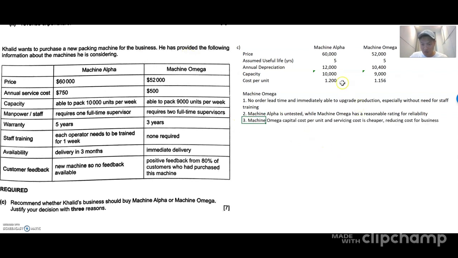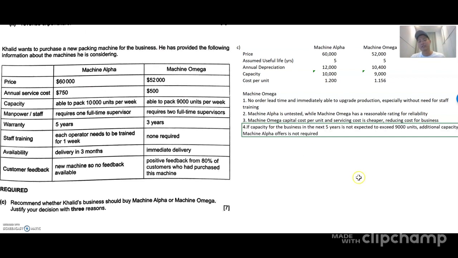Now, the other thing is, omega's capital cost per unit and servicing cost is also cheaper, therefore it's a lower cost for the business, and that always makes economic sense. The last one is a bit of an assumption that you can make. You could say that in the next 5 years, Khalid does not expect capacity to be more than 9,000 units, so there's no point buying a machine that can do more than 9,000 units, because that additional capacity is not really useful for Khalid's business.